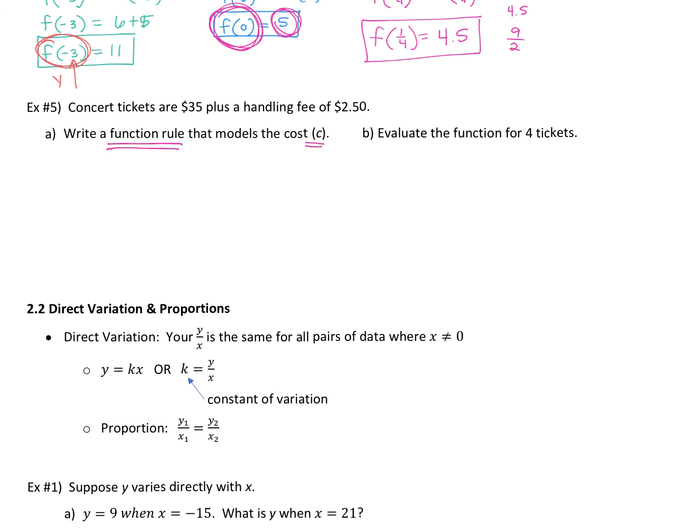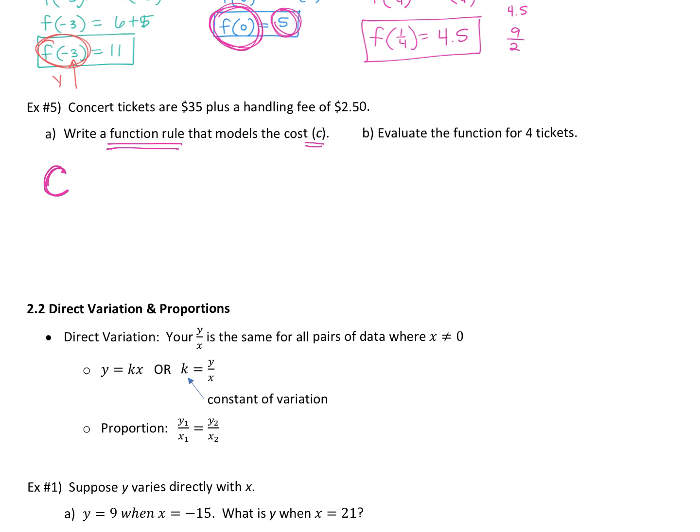Okay, so let's think about what we're dealing with. It's concert tickets that are $35 plus a handling fee of $2.50. So if I'm going to buy 7 tickets, I would need 7 of those $35 tickets plus a one-time fee of $2.50, right? If I'm going to buy 11 tickets, I would need 11 of those $35 tickets plus the $2.50 handling fee. So we're trying to figure out what is the total cost.